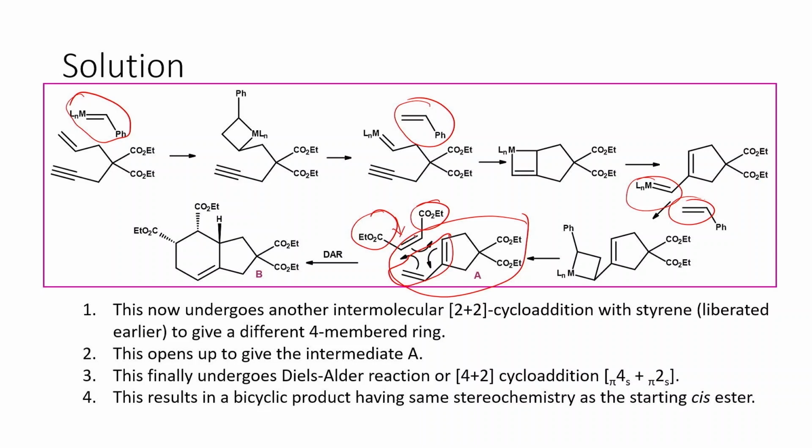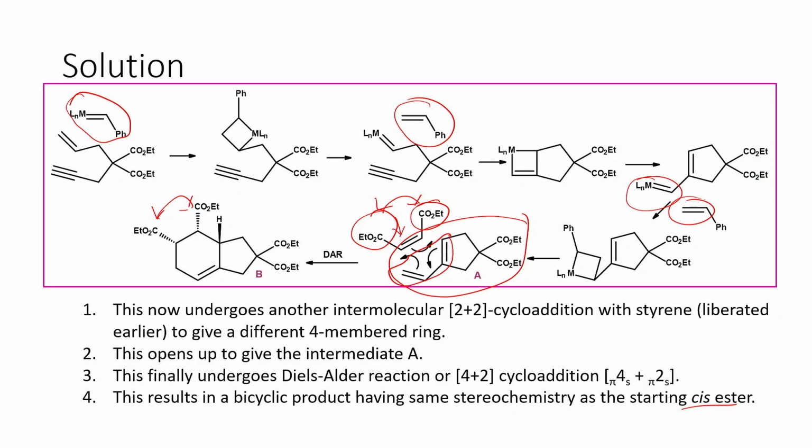trans geometry or cis geometry. These two ester units are on the same side. So in the final product also, both the ester units are on the same side. So the stereochemistry is retained in the Diels-Alder reaction, and the starting cis ester and the final product have the same stereochemistry. So we can say this is the final product B.